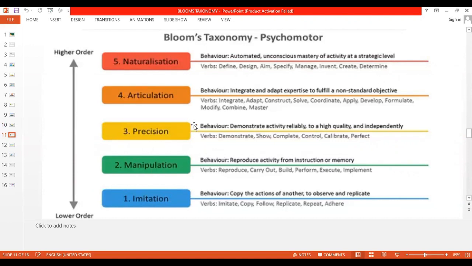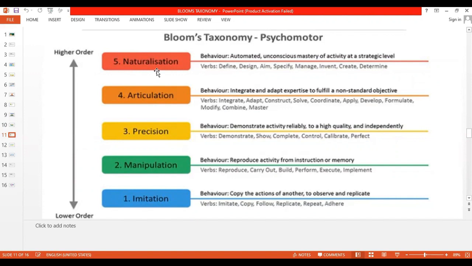The fourth level is articulation. At this level, the learner will adapt expertise to complete a non-standard objective. Example, stopping behind a parked car to give way to an incoming vehicle without instruction. So here, the behavior is to integrate and adapt expertise to fulfill a non-standard objective. The attributes are solve, coordinate, apply, develop, etc.